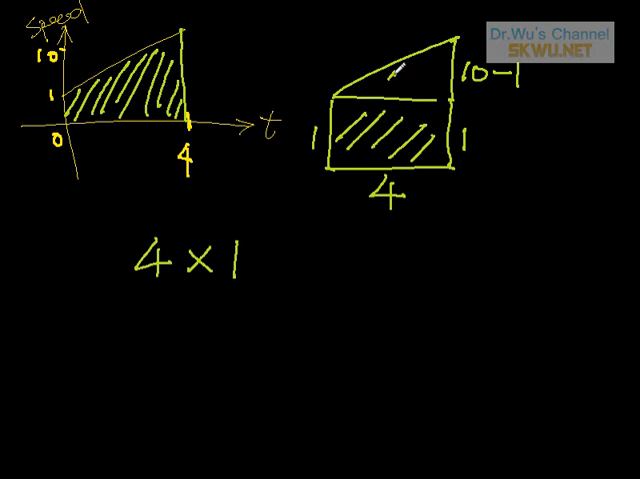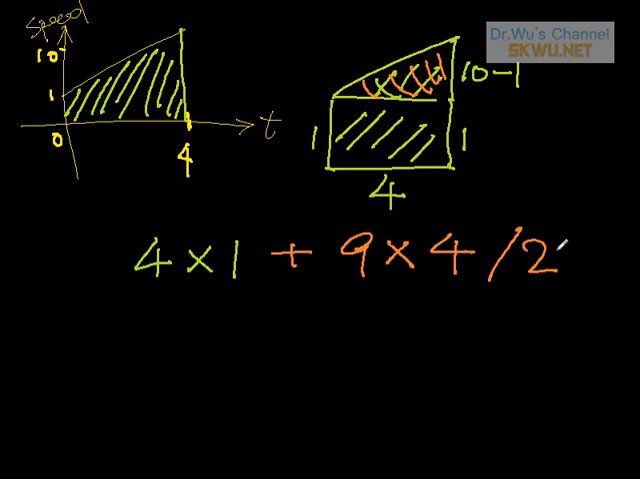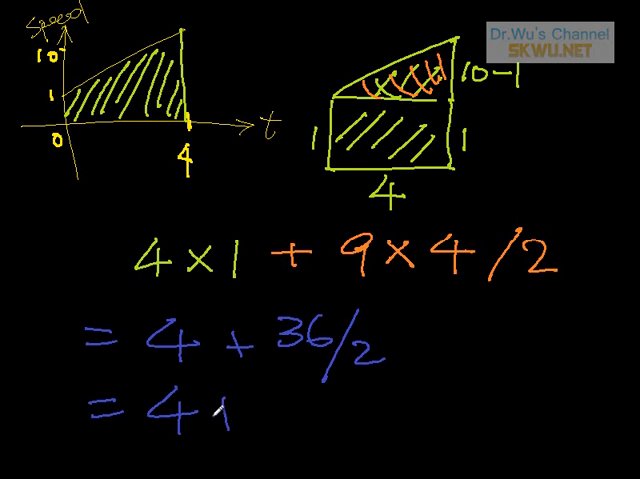And how about this area? Let me use another color. This area in there would be 9, because it is 10 minus 1, times 4 divided by 2, because it is a triangle. So the answer is equal to 4 plus 36 divided by 2, which is 4 plus 18, which is equal to 22. So the distance is 22 units.